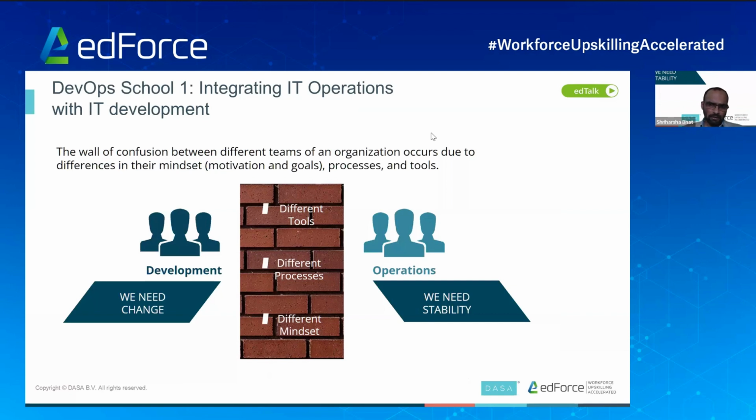Basically, when we look at the organization, as I said, the development team and the operations team have different goals. The development team thinks that we would like to change the applications, but the operations team says that we need stability in production. They need stability in terms of reliability, availability, or even security, etc. But they both have different processes, both have different tools to maintain it, and both have a different mindset as well. So this causes the problem.